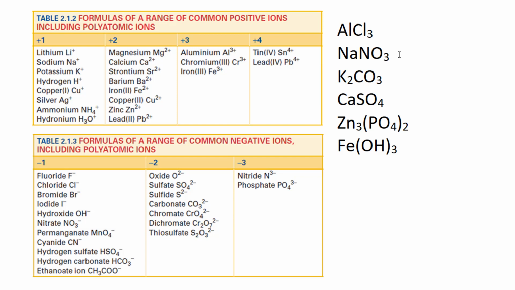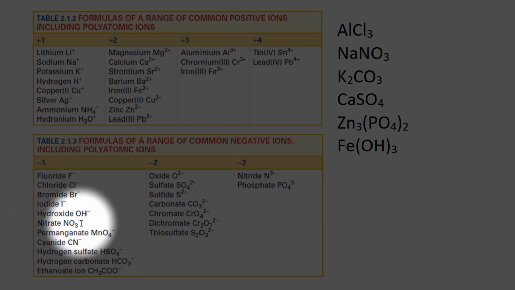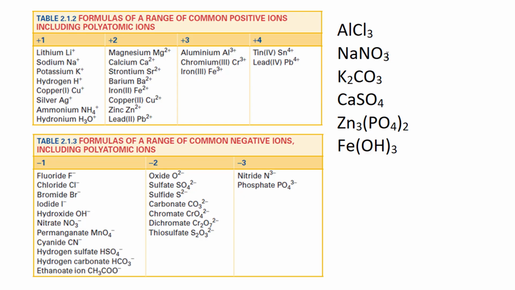The second compound has a metal sodium. It is coupled with capital N, capital O, 3. This is a polyatomic anion, and its name is nitrate. You can see this in the table below. So this compound's name is sodium nitrate.